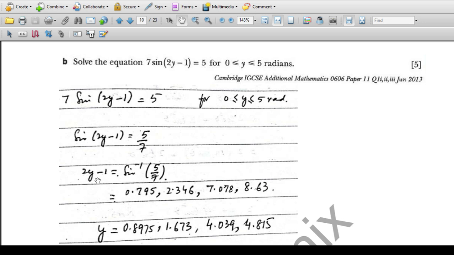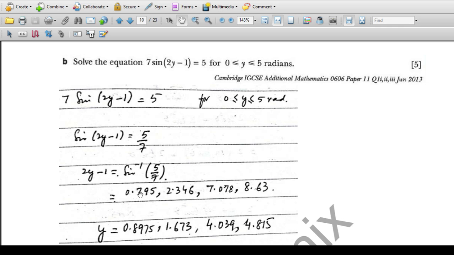We add 1 and then divide by 2, because we have to obtain the value of y, not 2y minus 1. That's why we have considered these other solutions as well, because we have been given a range of y, so we have to plot it for the range of y. That's why we have taken this extra one, which will be reduced once we proceed. So 2y minus 1 is obtained as this fourth solution.